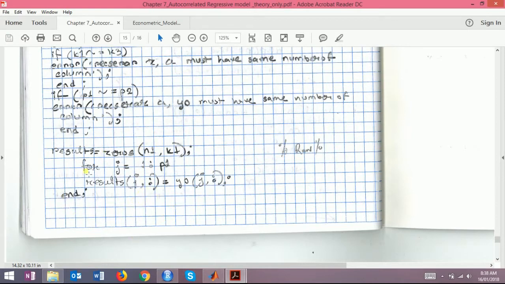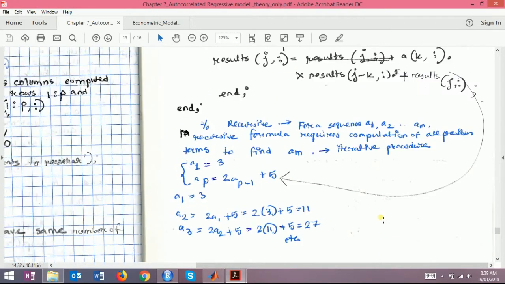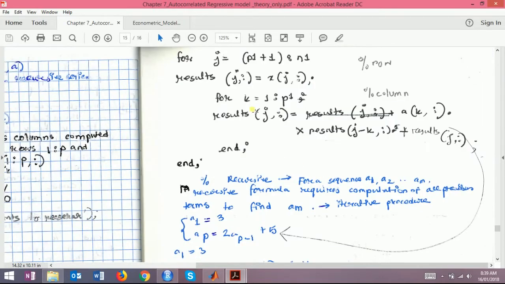This is the first function, the for loop function. For j equals 1 to p1, results I rows, all columns is y0, j rows, all columns. So in results you will have all the rows up to p1 and all columns. See, and then the second function is very simple. For j equals p1 plus 1 to n1.